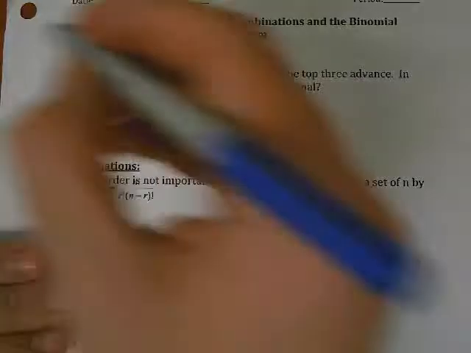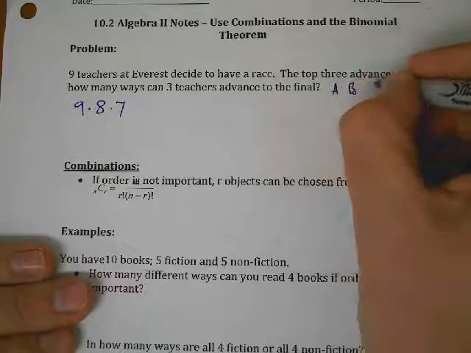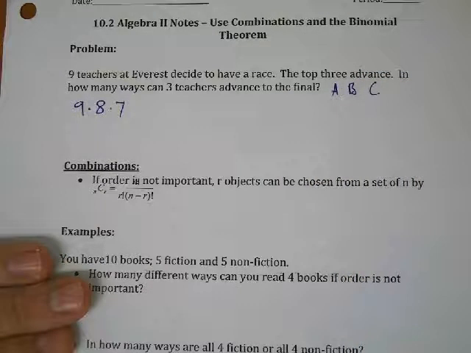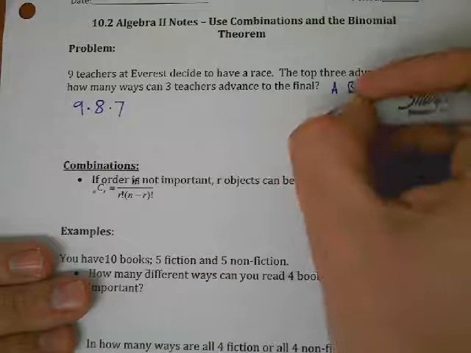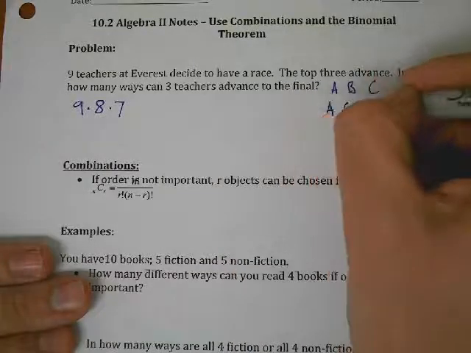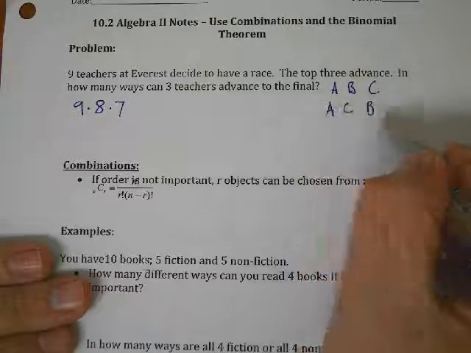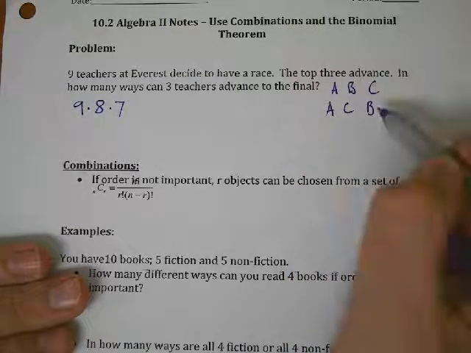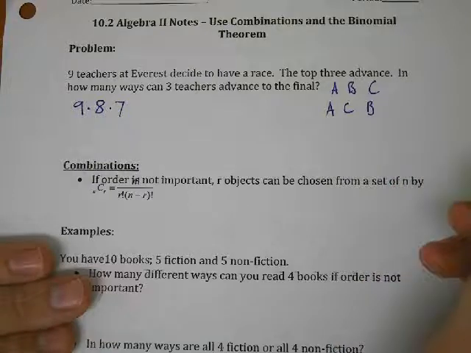Let's say that the 3 finishers were A, B, and C, and they finished in that order. So those 3 move on to the finals. Let's say if we looked at it differently, we had the racers finish A, C, and B. Well, even though this is a different order of finish, the same 3 people move on to the finals. And so we can't count that as 2 separate things.